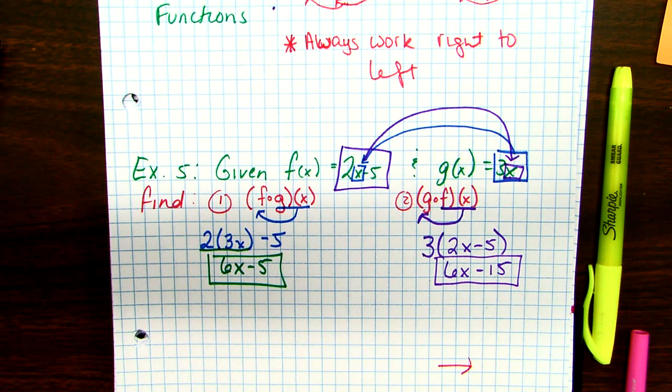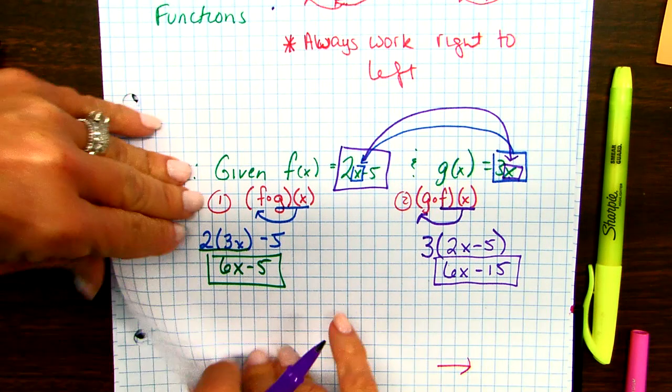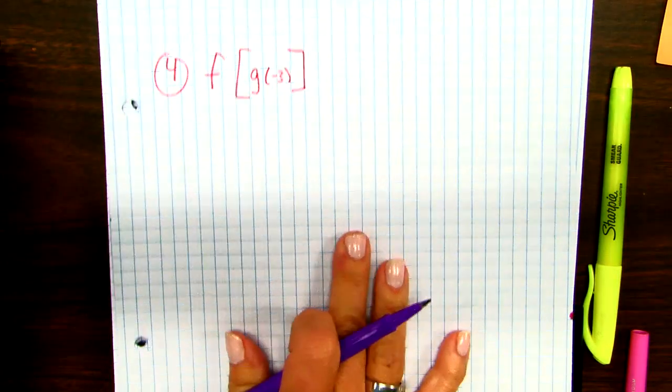Are you guys seeing it? It's a little confusing at first. Okay, so this is one type of problem we're going to have, where you take one function and plug it into another one. You always plug in for the variable. Okay, remember that. You always plug in for the variable. Now, there's one other type of problem that goes right along with this.